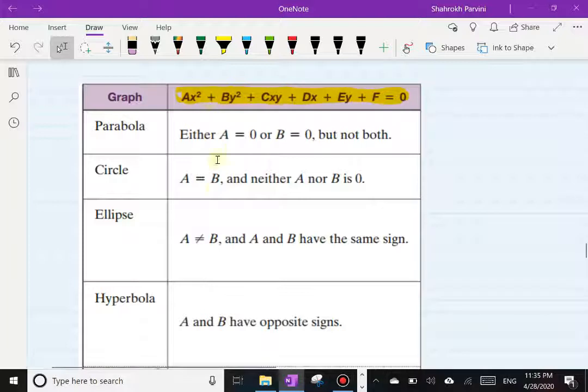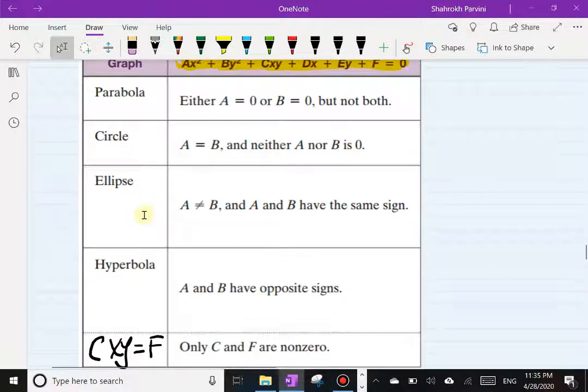If the 2 numbers a and b are equal, and neither is 0, so for example 5 and 5, 10 and 10, -2 and -2, -6 and -6, as long as they're equal, then the graph is going to be a circle. For the ellipse, if a and b are different but have the same sign, either both positive or both negative, for example 2 and 9, or -3 and -11, then the conic section is going to be an ellipse.